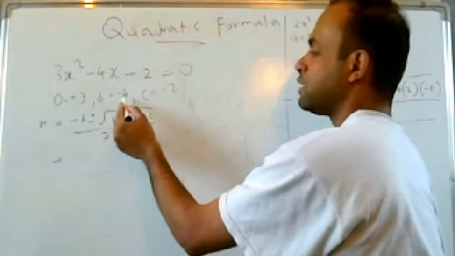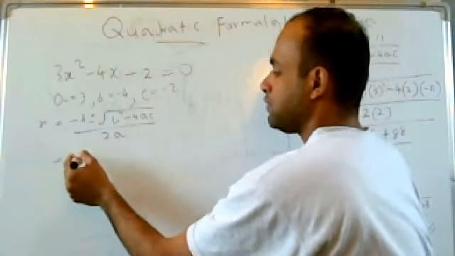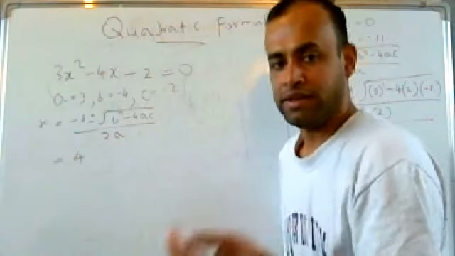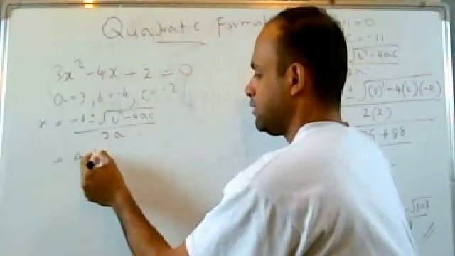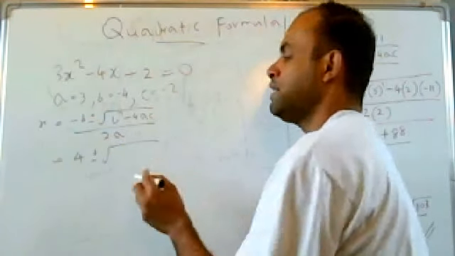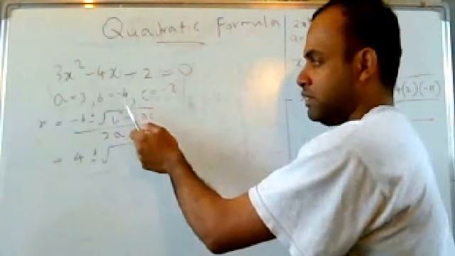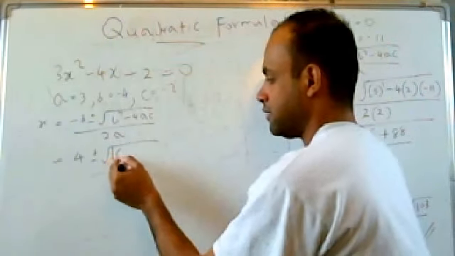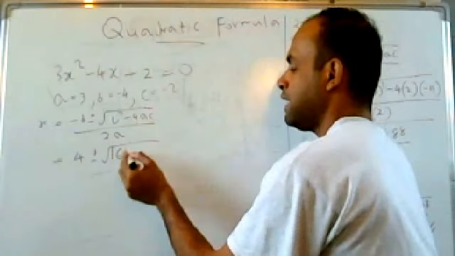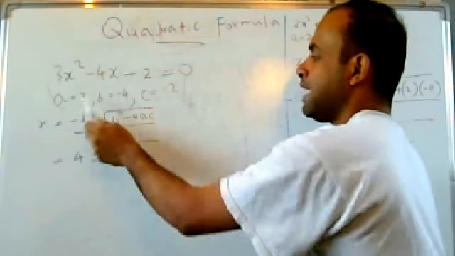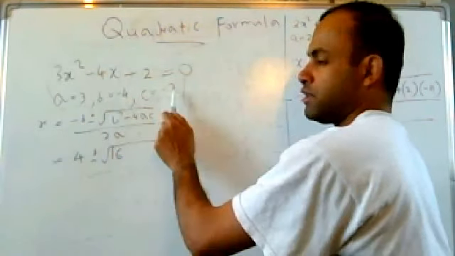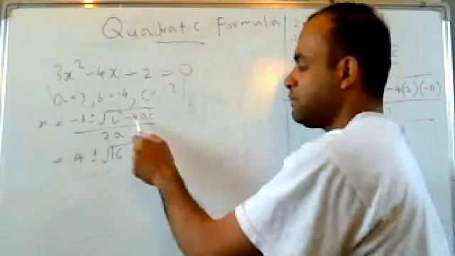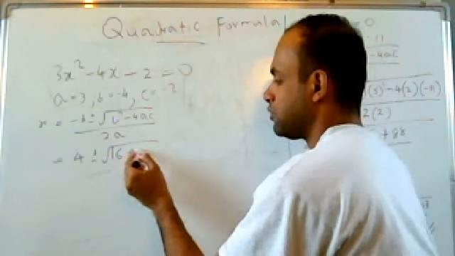So b is minus 4, so minus b would be plus 4. Remember, minus of a minus is a plus. And then plus or minus square root of b squared, I'm going to try and multiply this out actually. So b squared would be minus 4 squared, which is 16. And then I have minus 4ac. So a times c is 3 times minus 2, which is minus 6, times the minus 4 is plus 24.